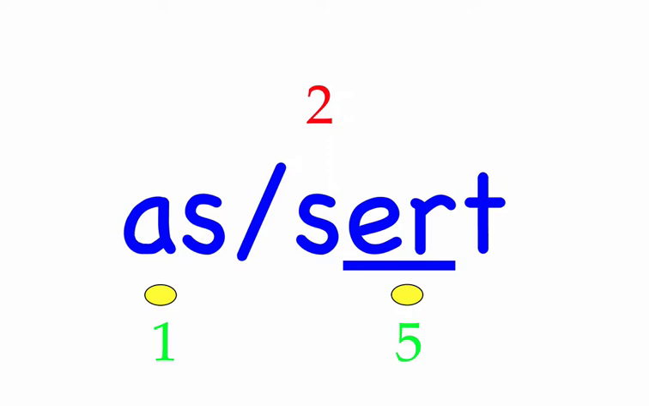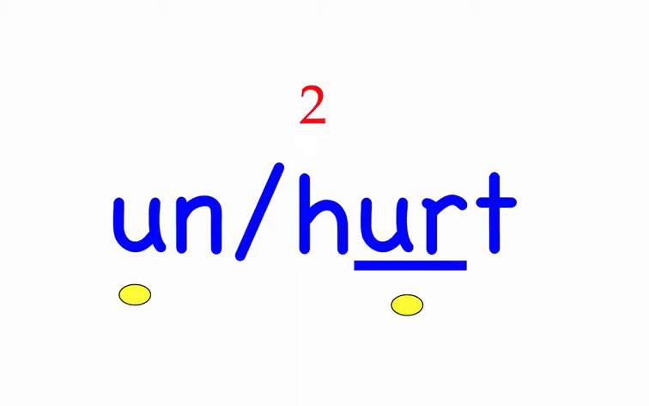Unhurt. Thankfully, he was unhurt. Unhurt. 2 sounds. N. Hurt. 3 sounds. T. First step, we look for vowel teams or consonant teams. Then we identify our vowel sounds. Assign a syllable rule number to the word, and assign vowel group numbers.